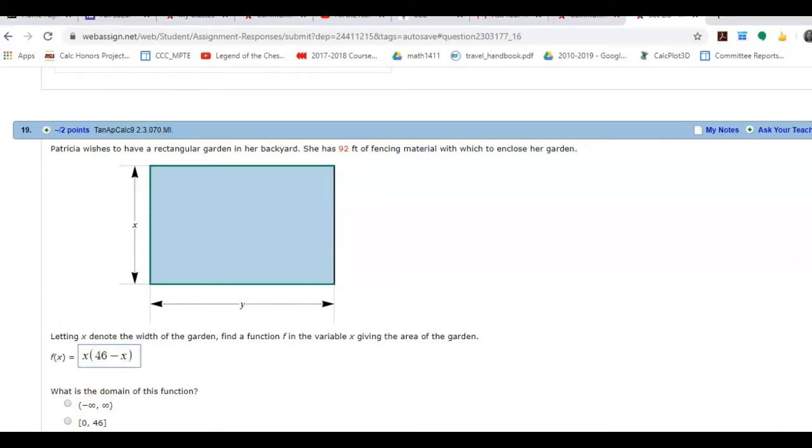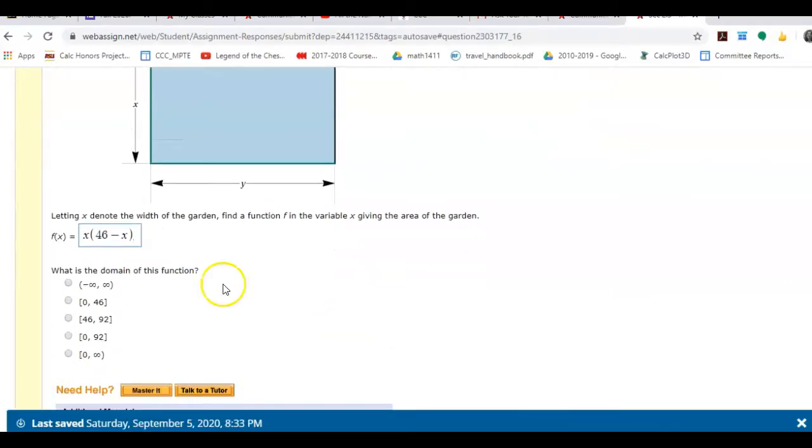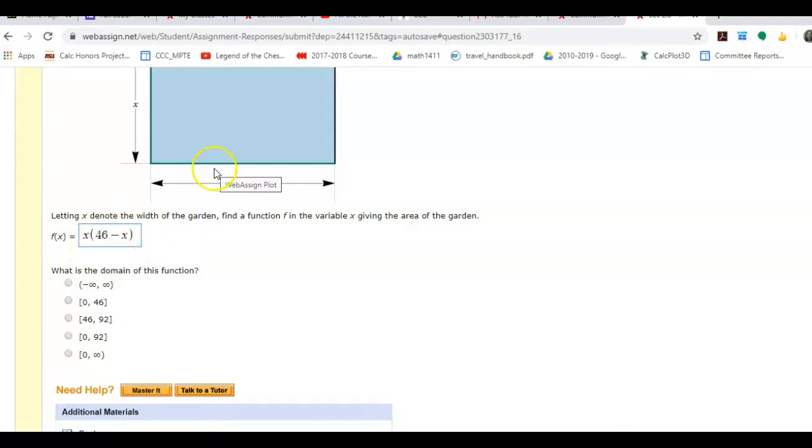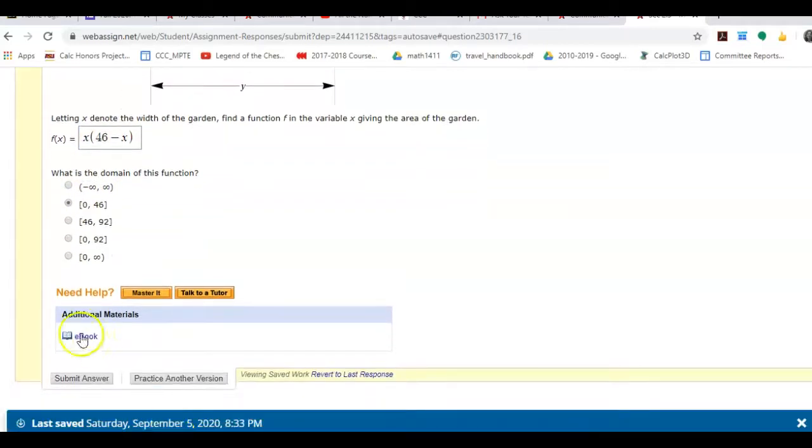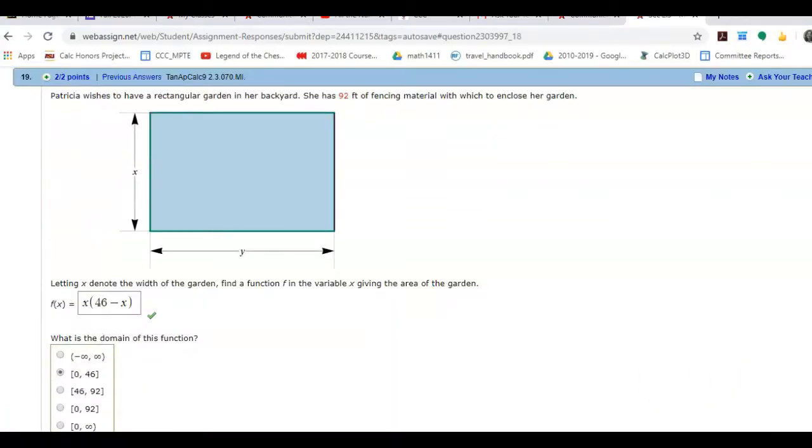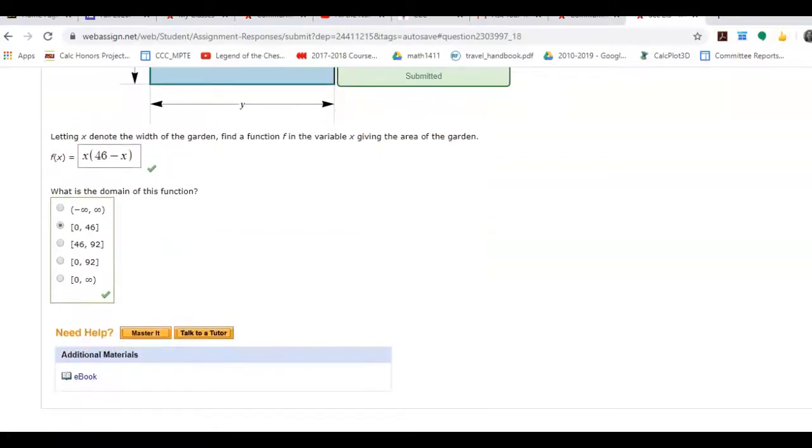As for the domain, remember this is a real-world problem, so it can't be all real numbers. You can't have the length or the width to be negative. So x can go from 0 all the way to 46. Once you cross 46, this value will become negative. Okay, so I'm going to pick the interval from 0 to 46. And let's check that answer. Looks good. Okay.